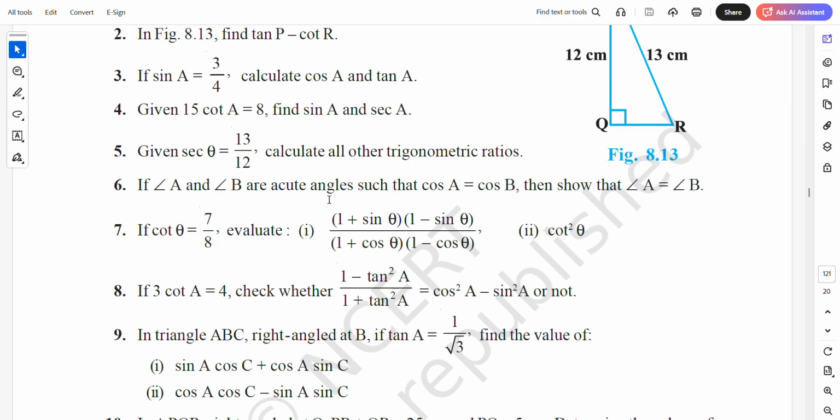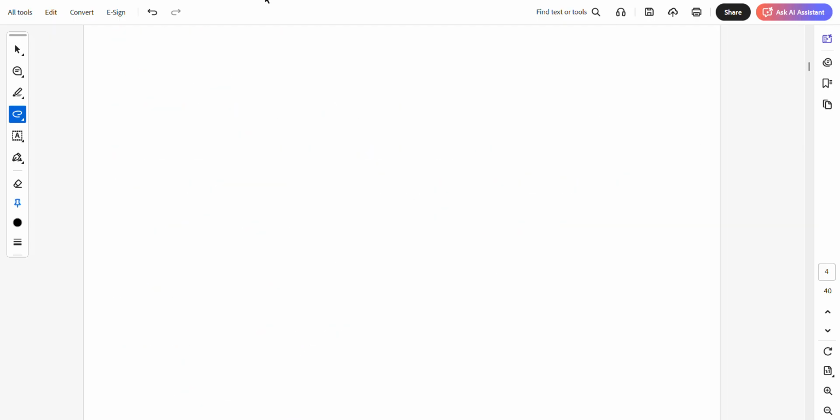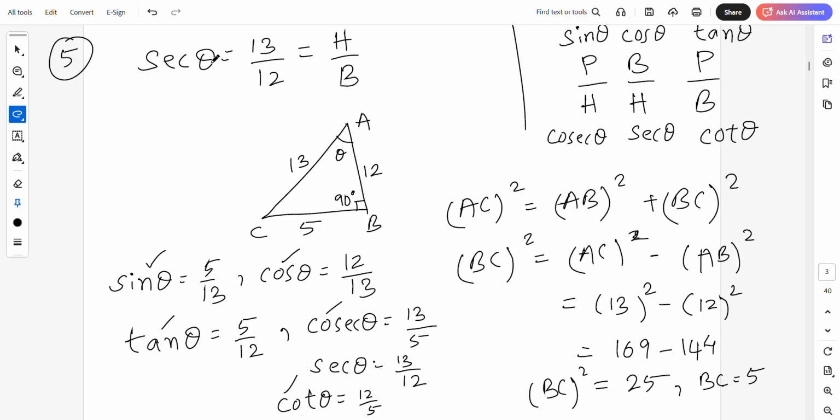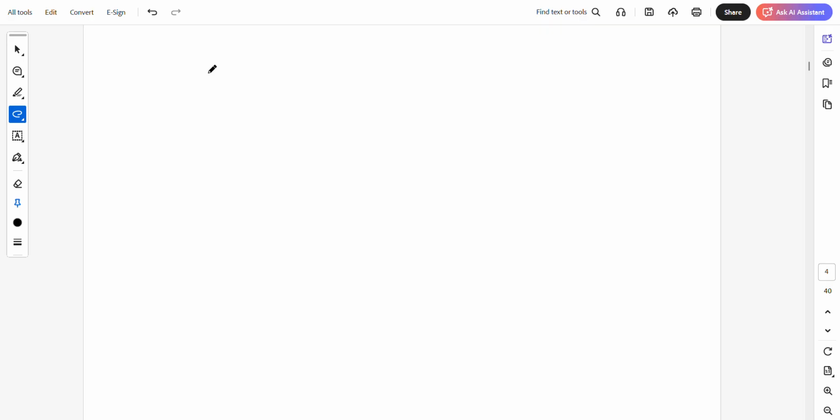If angle A and B are acute angles such that cos A is equal to cos B, then show that angle A is equal to angle B. Okay, now let us write down one triangle. Okay, the answer for the sixth one. Let us write down this. Okay, this is a triangle. Here they have given what?